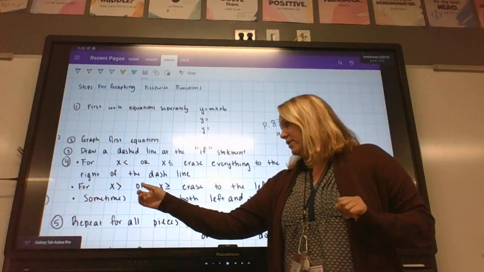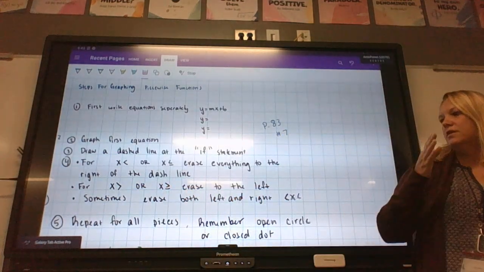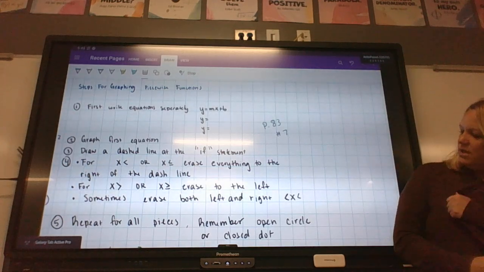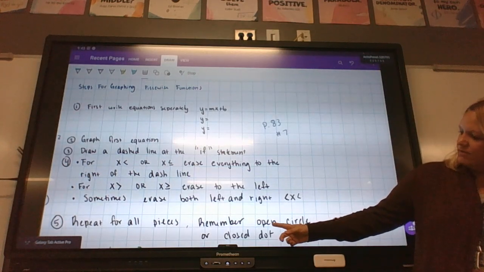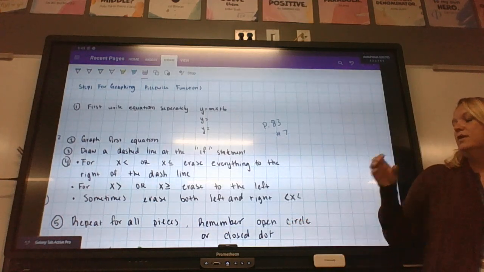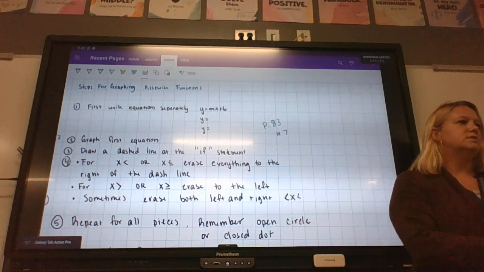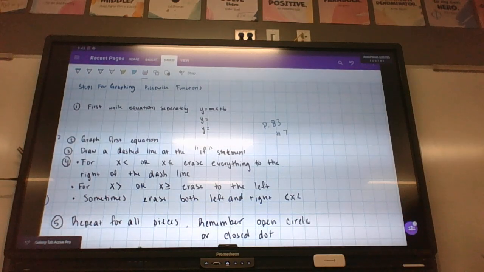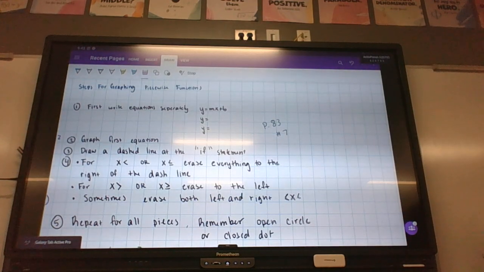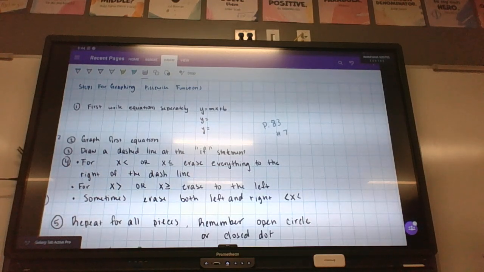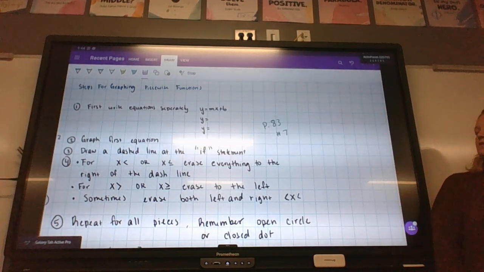X is greater than or equal to, you erase on the left side of that. And then you repeat that for all of the different pieces, and then remember to think about open circles and closed dots. That's the process of graphing a piecewise function.